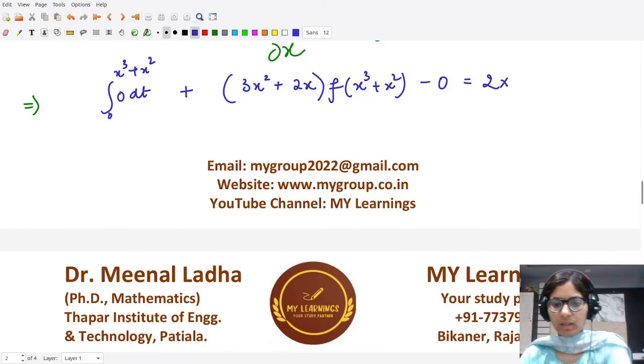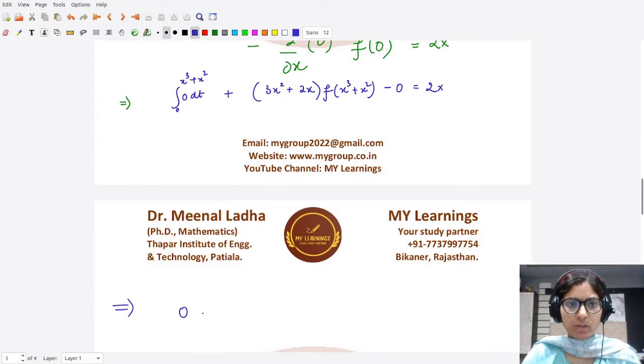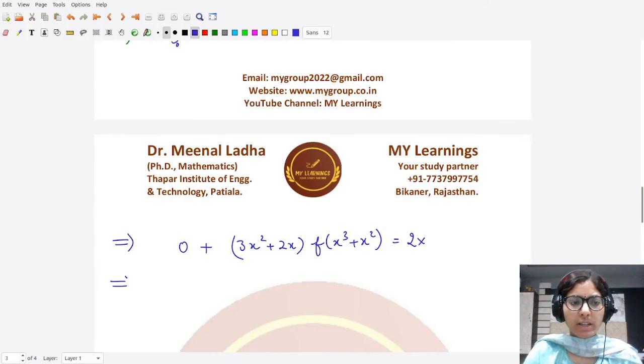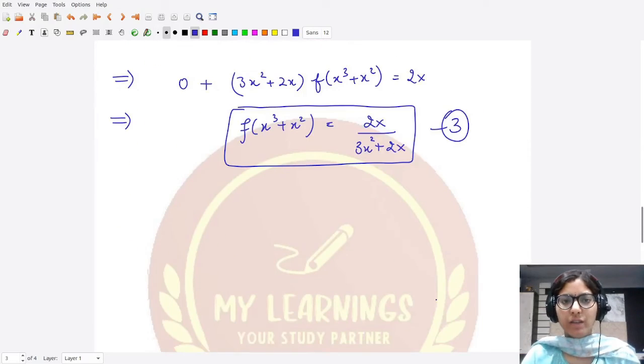Now let's next simplify this a bit. So this thing would be equal to 0 plus 3x square plus 2x multiplied with f of x cube plus x square is equal to 2x. So from here we are not actually getting f of x, but we are getting f of x cube plus x square, that is equal to 2x divided by 3x square plus 2x. So this is all that we obtain from this expression. So we'll be solving and using this thing further for our question.